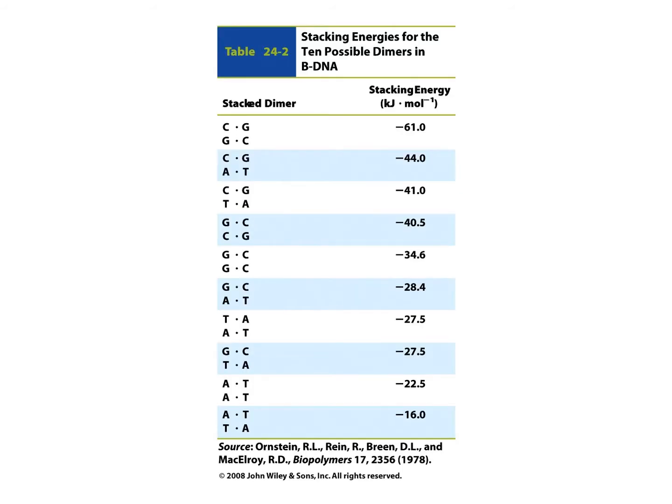And here's a table showing the stacking energies for the 10 possible dimers in B-DNA, which range quite a bit from AT to TA to GC to CG.